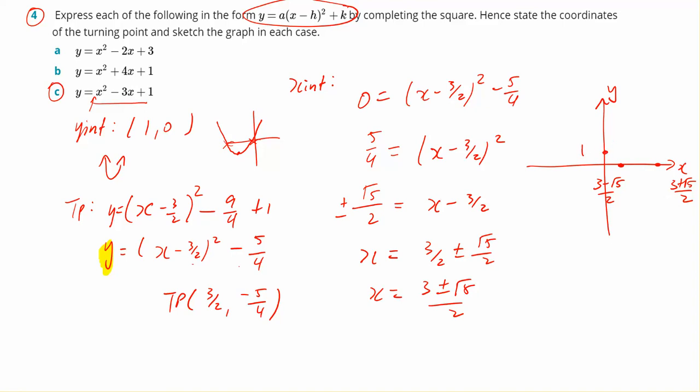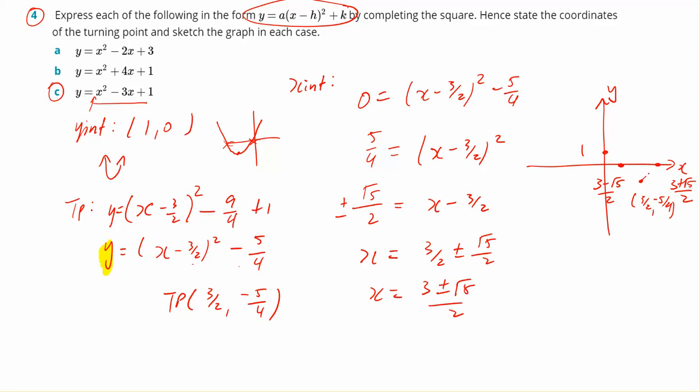And we know the turning point's 3/2. Okay, so it's 3/2, -5/4. So -5/4 is around -1.25. So you've got to make sure you're roughly to scale. So this will be my turning point. So we've got 3 on 2, -5/4. I've got all my ducks in a row.